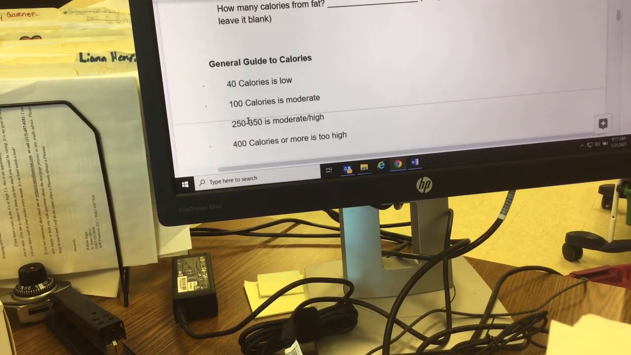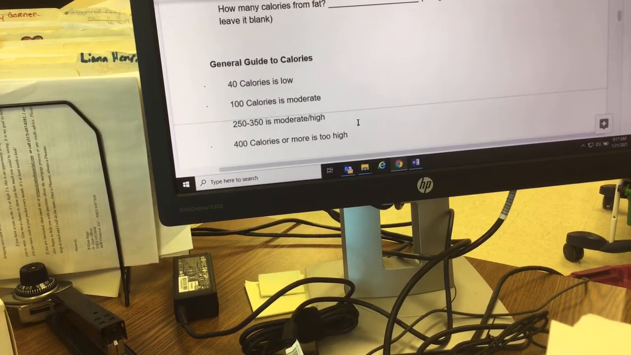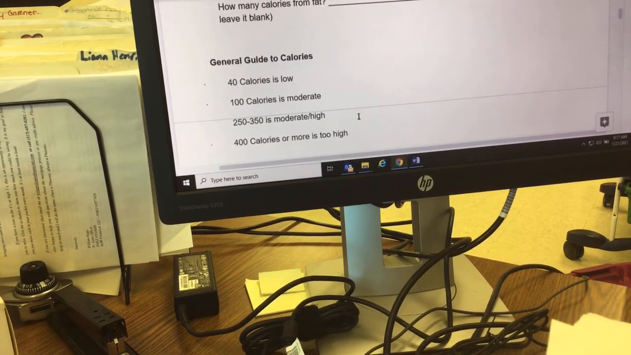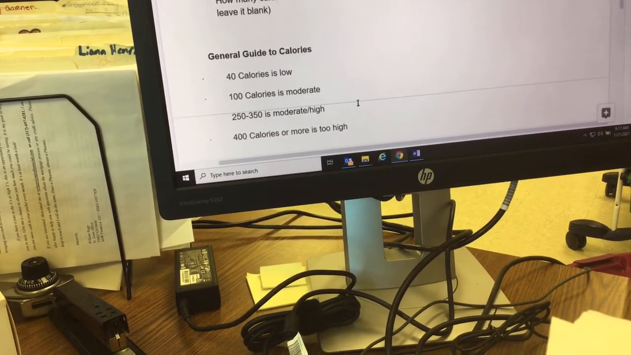When we're getting up to 250 to 350, that's considered moderate to high. Over 400 is too much, okay, it's too high. If there's 400 calories per serving, that would be a little bit too high. That would be a whoa, let's rethink this food, or maybe we only have this food on special occasions, okay?